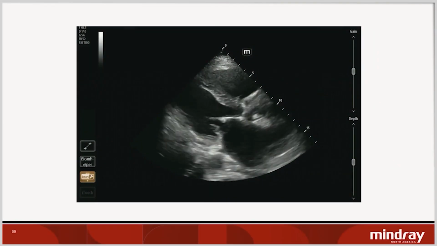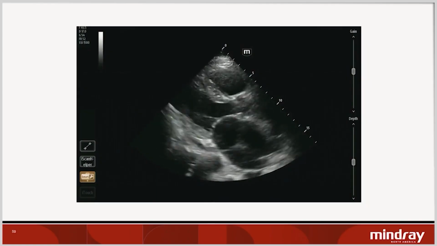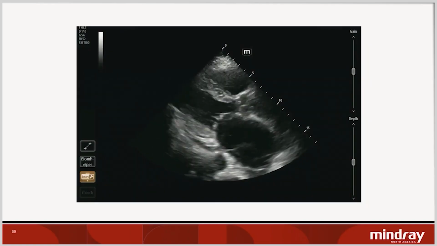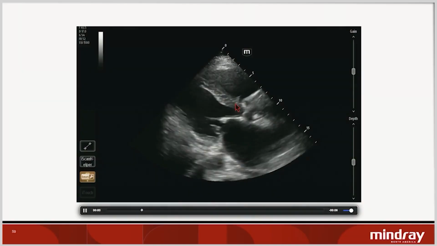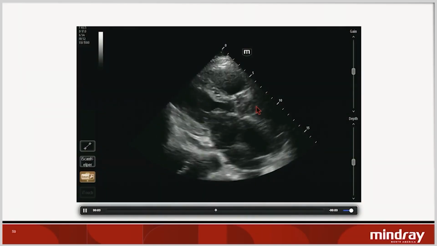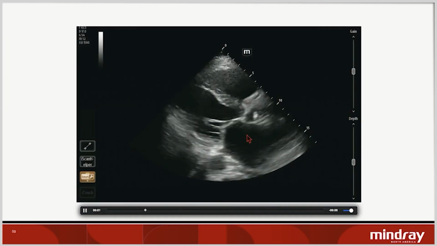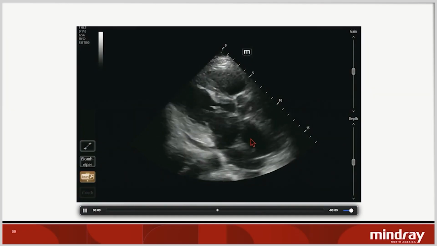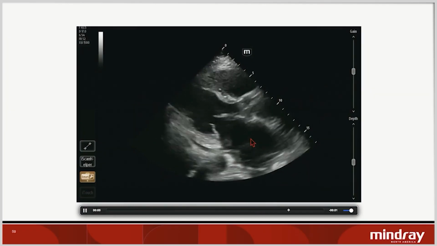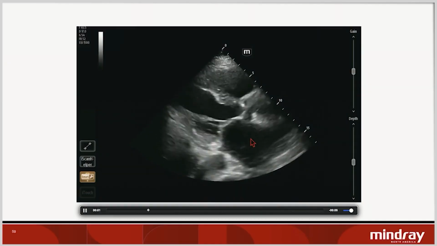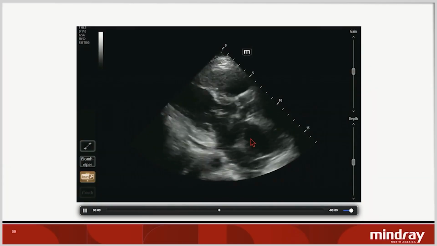You get to see the RV at the top of the screen, the LV. You work your way up to the mitral valve, the aortic valve. So you're seeing RV up here. You're seeing the aortic root here, and then the left atrium. Yeah. And when we look at that image, we have the RV on the top, we have the aortic root, and then we look at that left atrium, and then we also see the descending thoracic aorta.